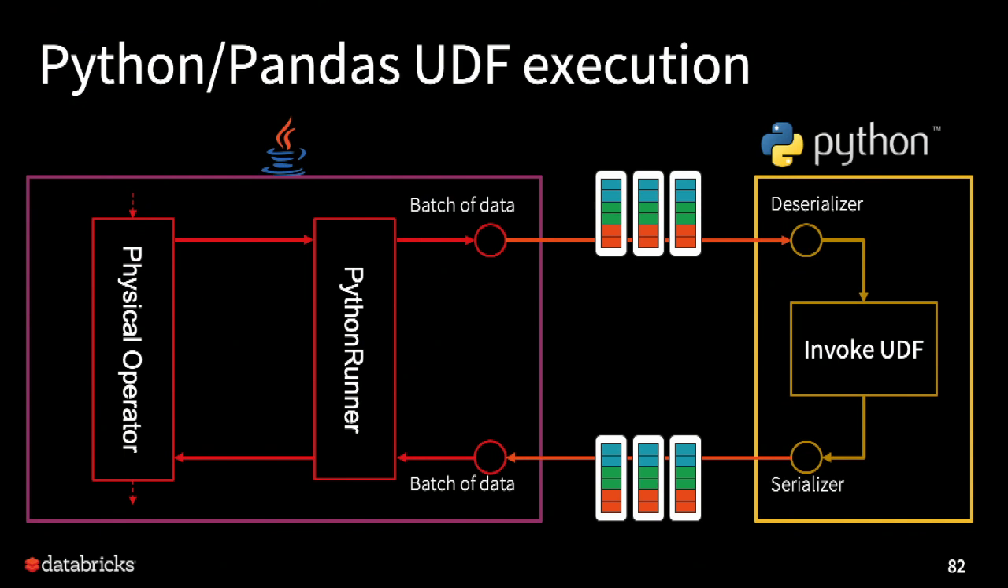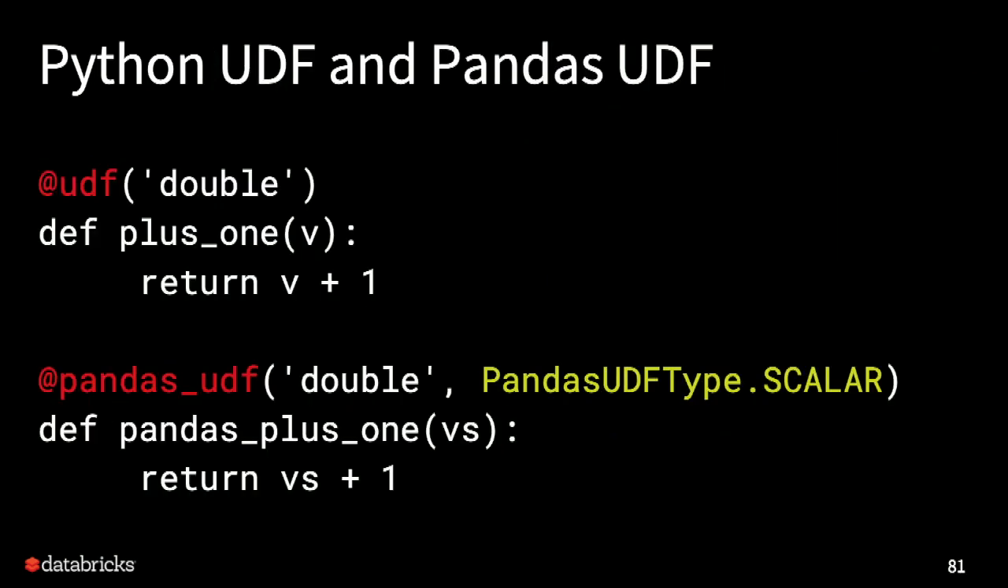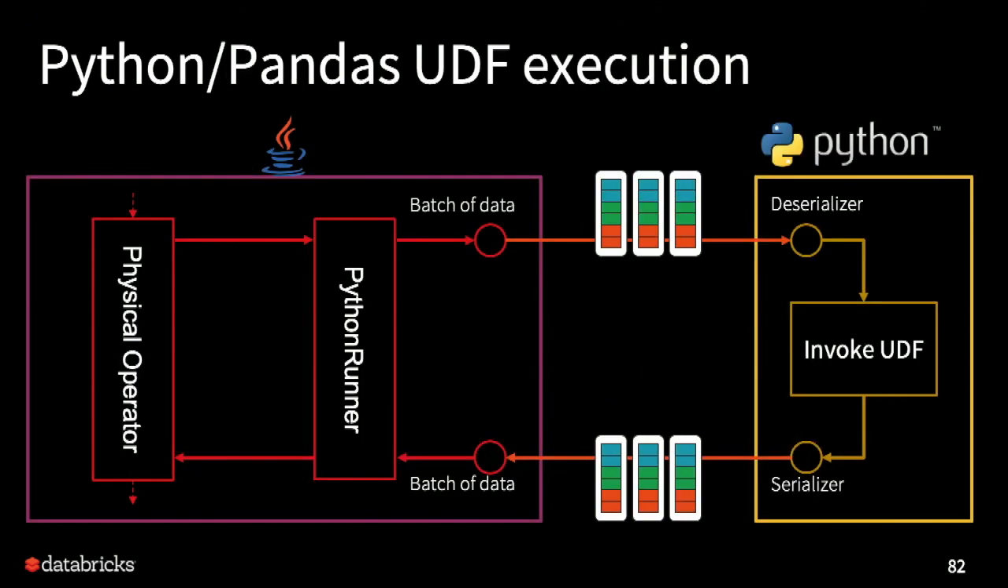So you've got an upstream physical operator feeding rows to a Python runner, and the Python runner collects these rows into a batch of data, sends it over the wire to the Python worker process, where the data gets deserialized, and you invoke the actual UDF, and return the data in batch back to the JVM side.